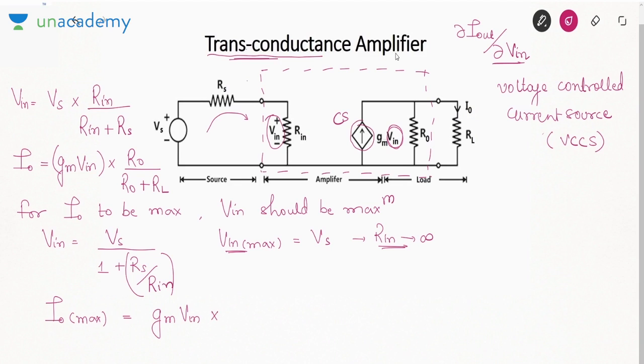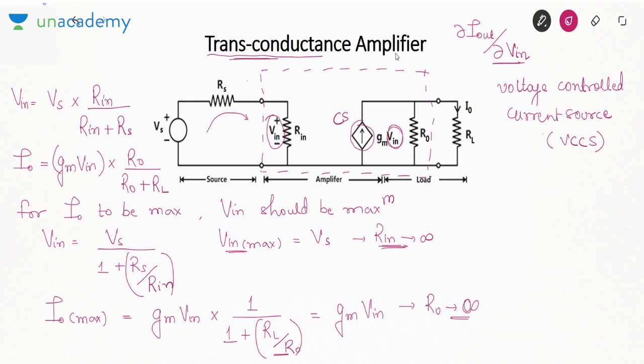Gm into Vn, what is the factor associated with it? 1 plus RL by R naught. It will be equal to Gm into Vn if the term inside the bracket becomes 0. It will become 0 if R naught tends to infinity. That means the input resistance should be infinite as well as the output resistance should be infinite. But again, that is an ideal condition. Practically that cannot happen.